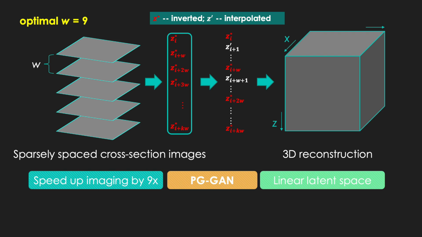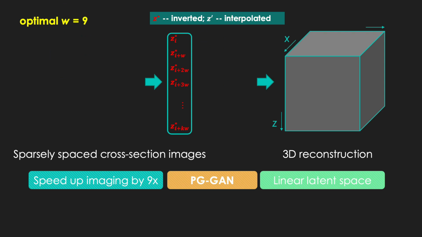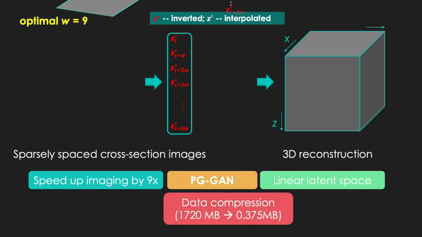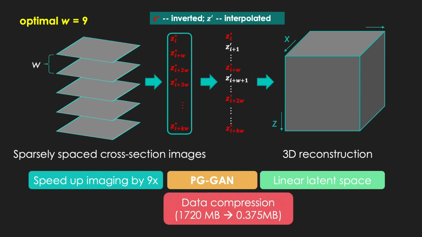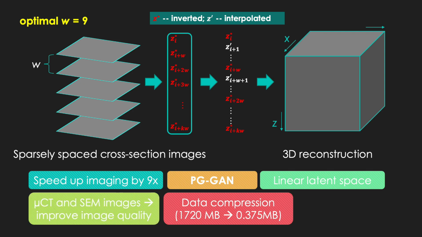Apart from that, the 3D digital rock can be restored from only the inverted latent vectors of the sparsely spaced slices. It leads to significant compression of the image data. In our experiment, the 1720 megabytes image data are compressed to only 0.375 megabytes of latent vectors. What is more, the cross-section images could be either SEM or micro-CT images. Therefore, our method enables the integration of SEM and micro-CT images in 3D reconstruction and thus helps improve the quality of digital rock images.